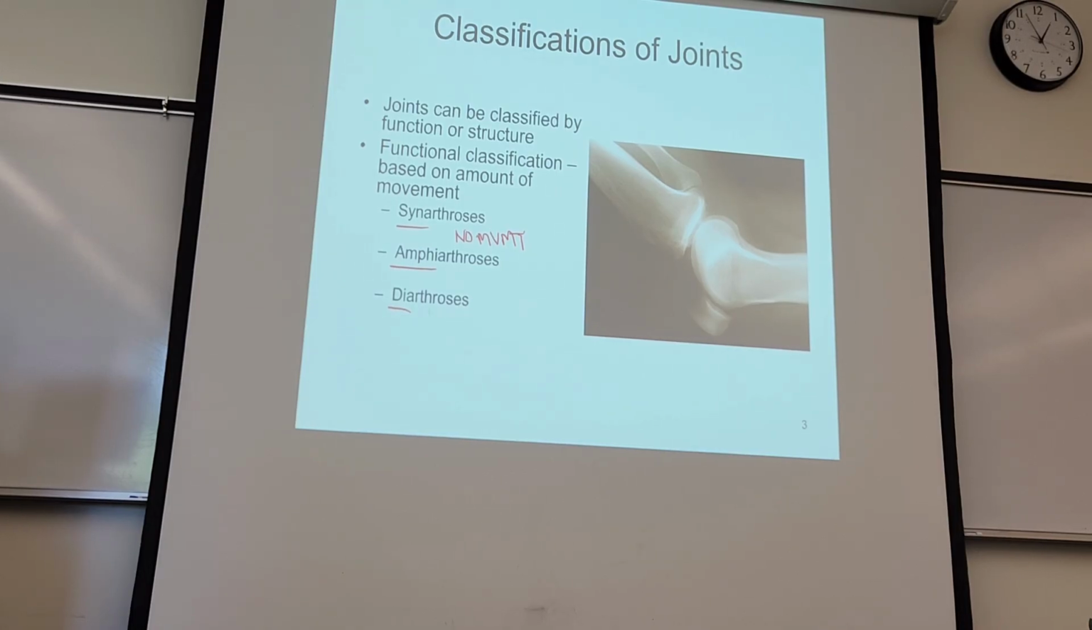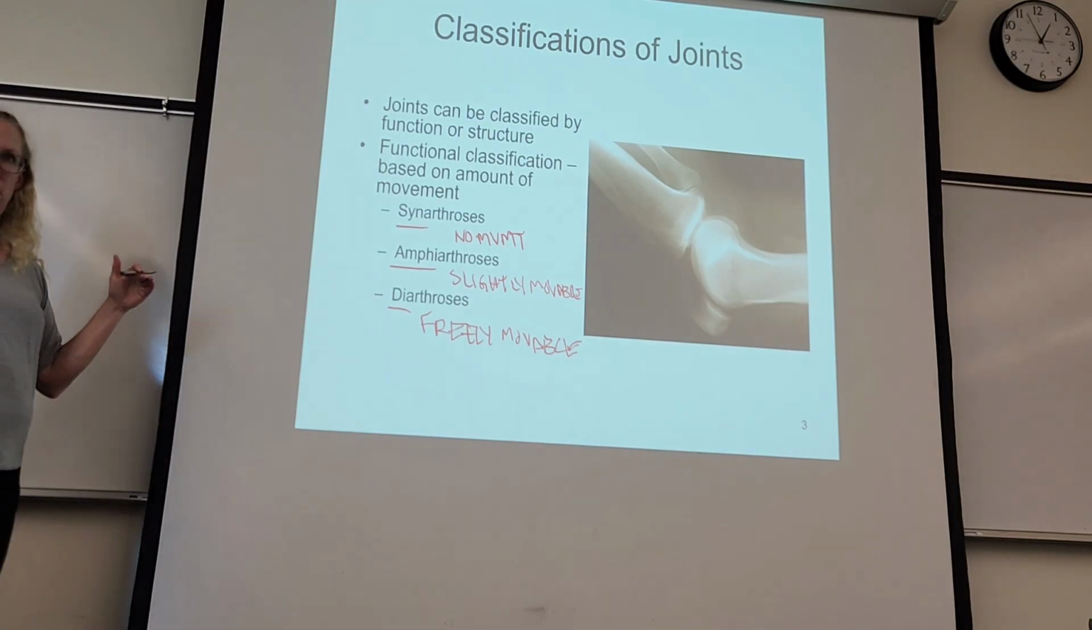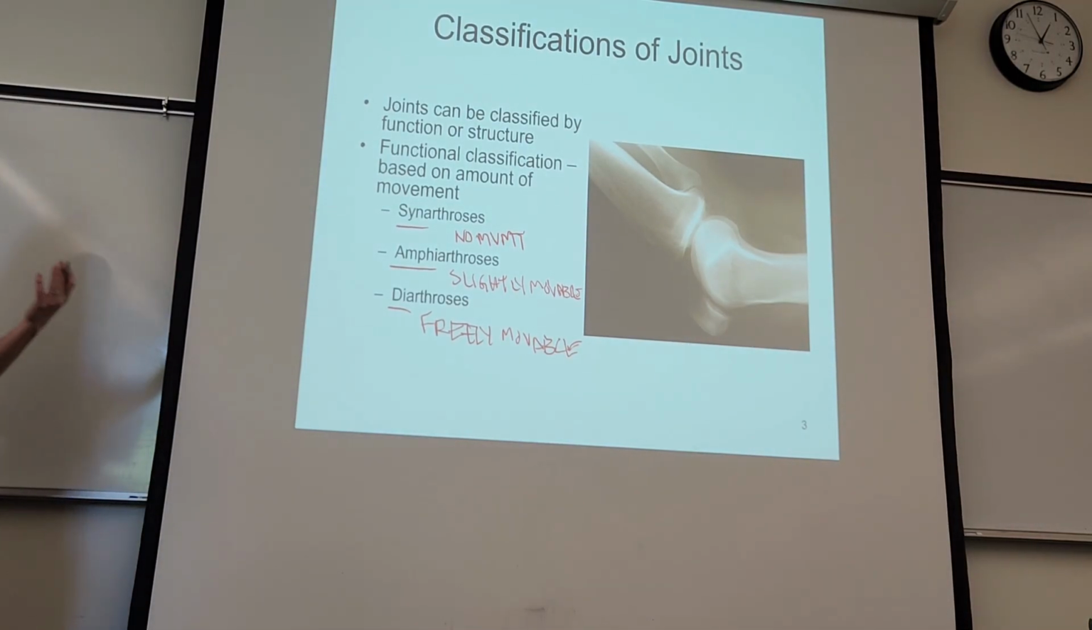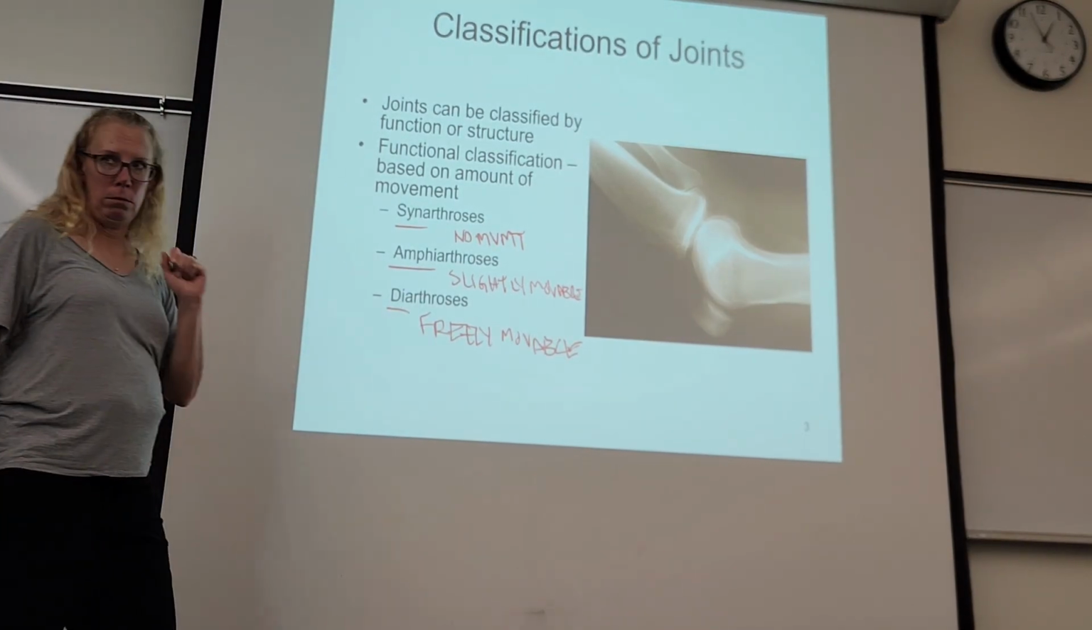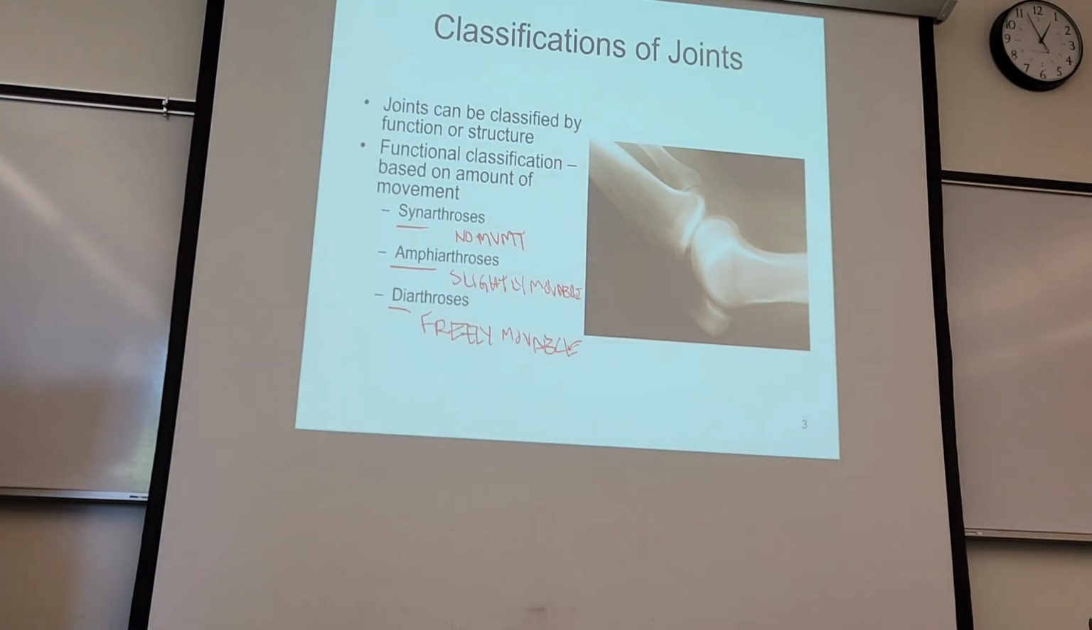a diarthroses is freely movable. Okay. So what do you think amphiarthroses means? Partial. Yeah, kind of like half and half. So you could say slightly movable or somewhat movable. Okay. So every joint in the body can be classified in one of these three categories based on the amount of motion that's provided at that joint. A majority of our joints in the body are freely movable, which is a good thing.